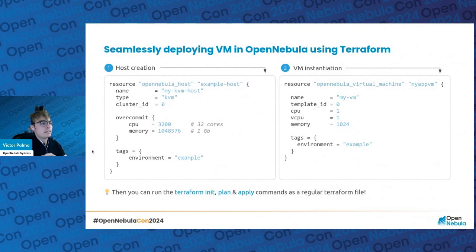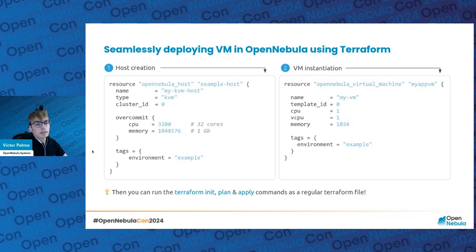Next, let's look at this practical example of deploying virtual machines using Terraform with OpenNebula. First, you can see here that we define the resource for the host. This configuration creates a KVM host with specific CPU and memory overcommitment settings. The tags section that you can see at the bottom adds metadata to the resource, which can be useful for identification and management inside OpenNebula.